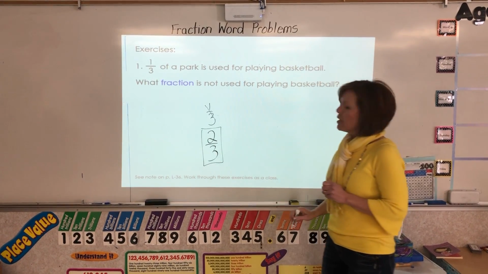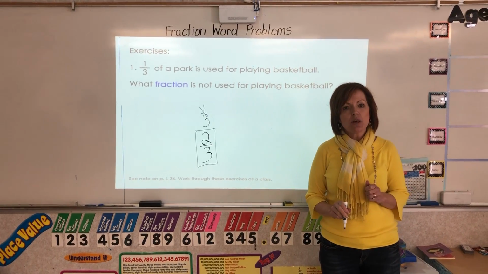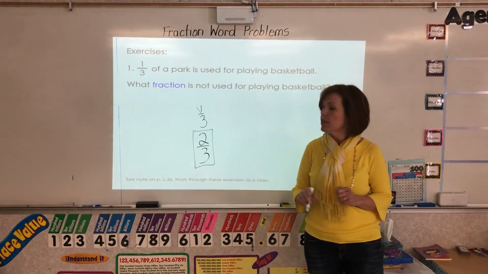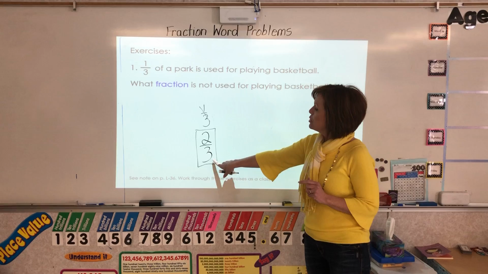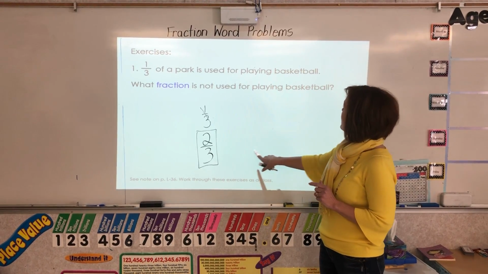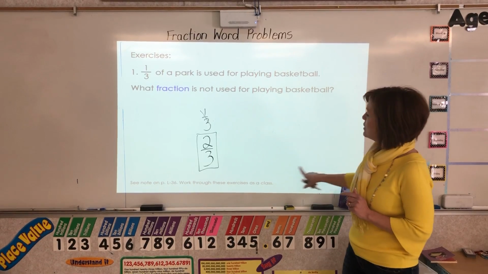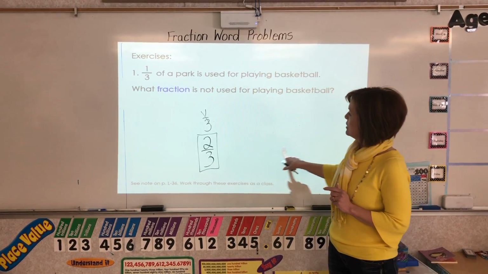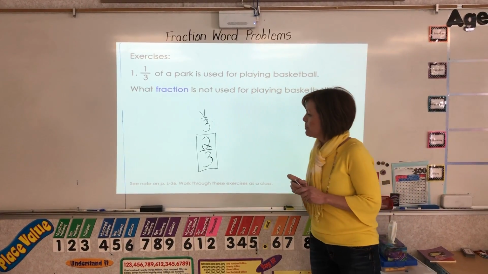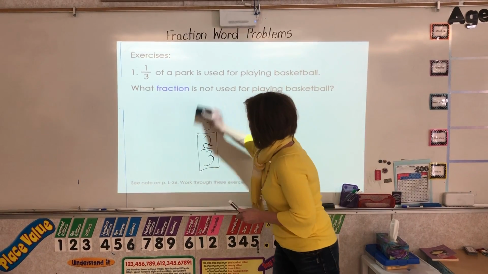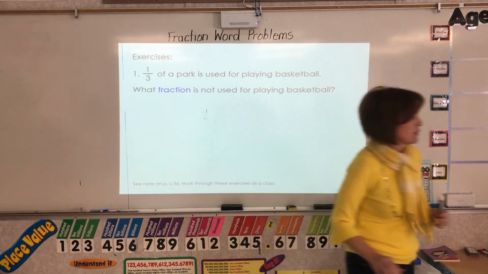And today I'm going to ask you to write a sentence to go with your answer when you do your work. So I would write 2/3 of the park is not used. 2/3 of the park is not used for playing basketball. Okay, great. Next slide.